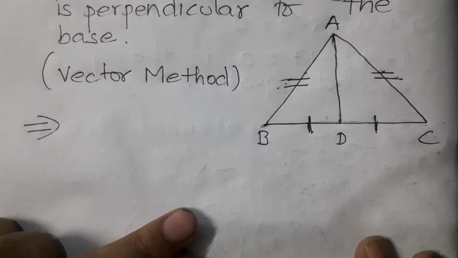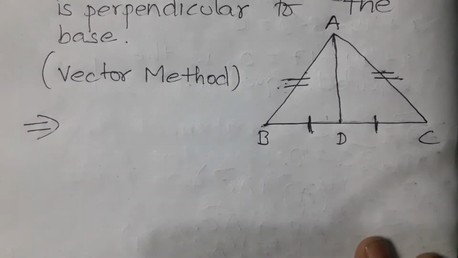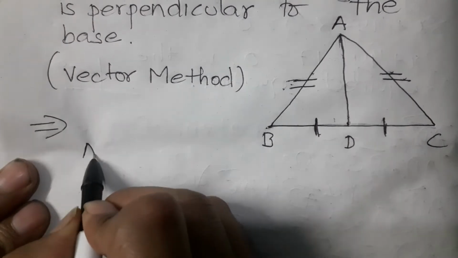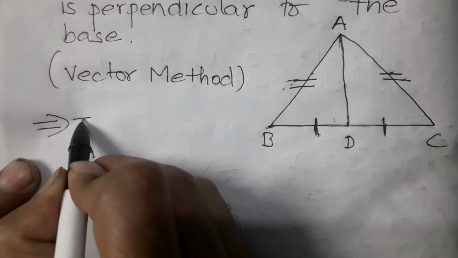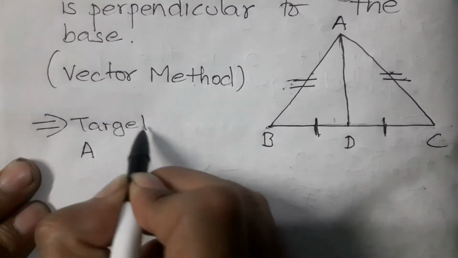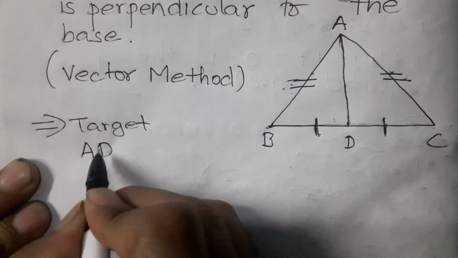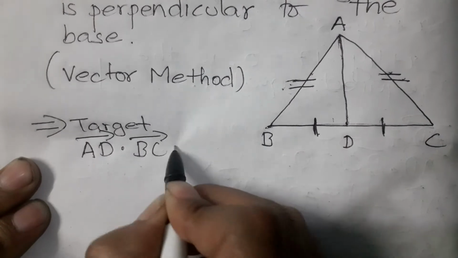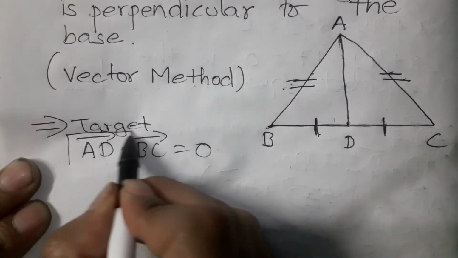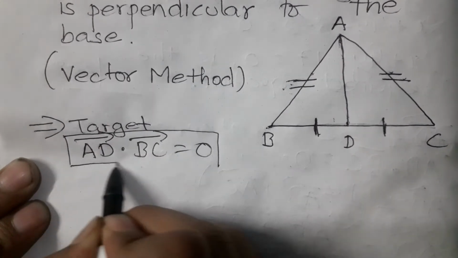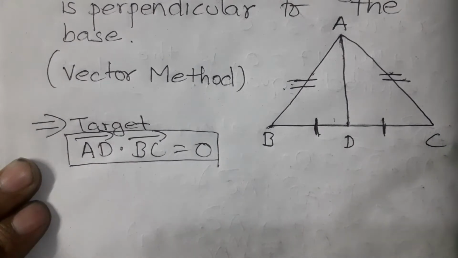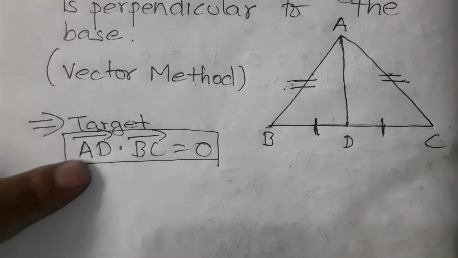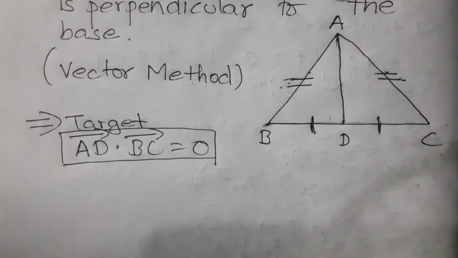While solving such a theorem, you have to understand what our target should be. You can write here, this is not the answer, this is just the target. You have to prove AD vector dot BC vector equals 0. If you are able to bring about this condition, then it is proved. The question asks you to prove they are perpendicular, so if you do this, then your work is done.